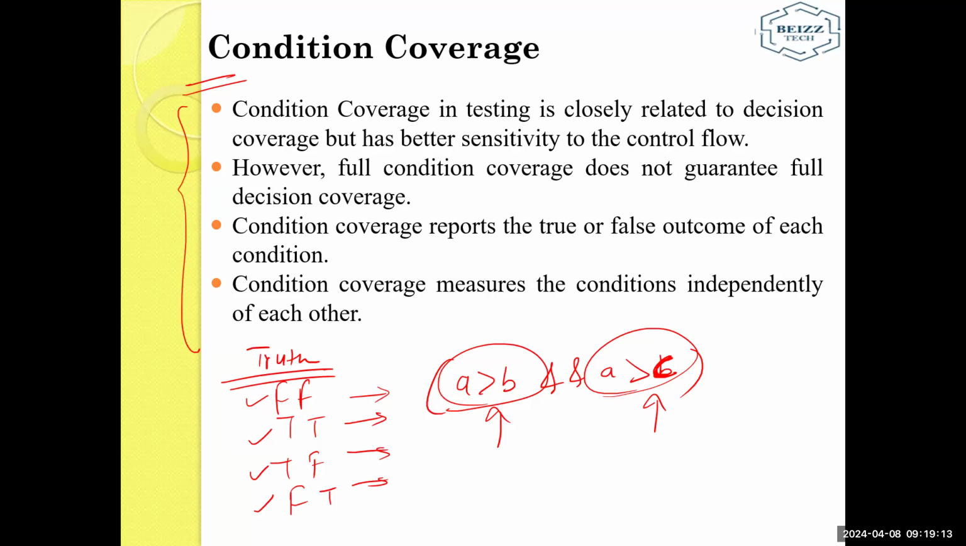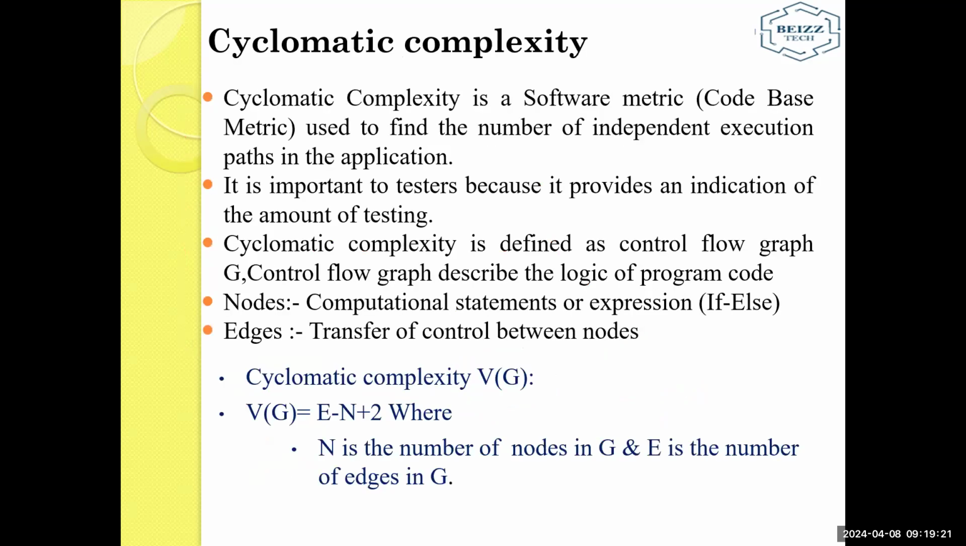Measurement means we can measure whether the code is easy to test, or whether the code is complex to test, and that is called cyclomatic complexity. Generally, cyclomatic complexity is one of the software metrics, a code-based metric, which is used to find the independent execution paths in the application.